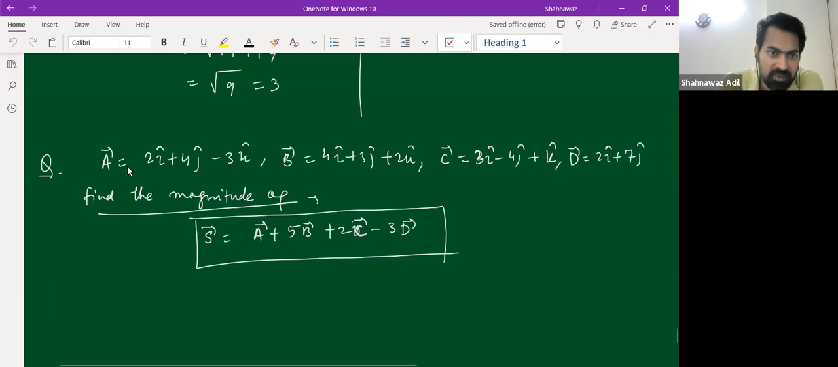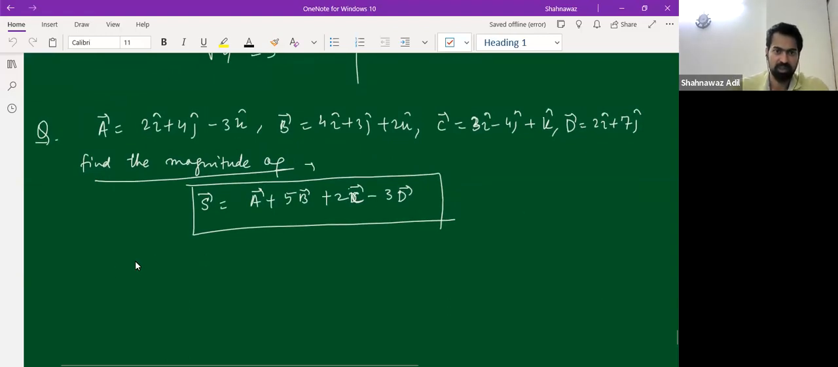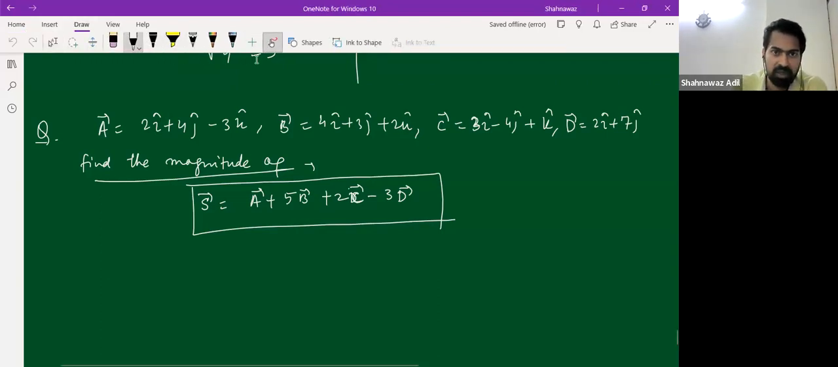So we have this question where A, B, C, D are given, and we have to find the magnitude of this vector, which is a combination of these vectors. First, let us find out what 5B is. Let us do this problem here, and then we will proceed to the other problem. B is this. So 5B would be how much?